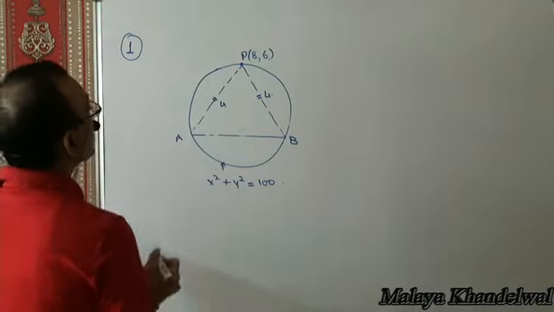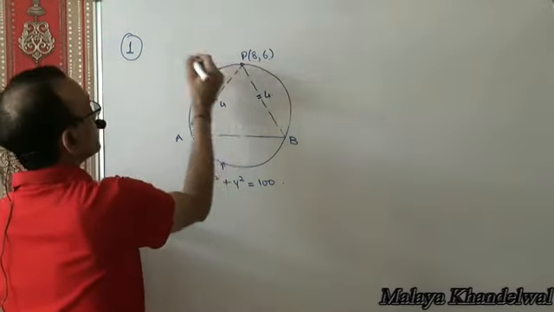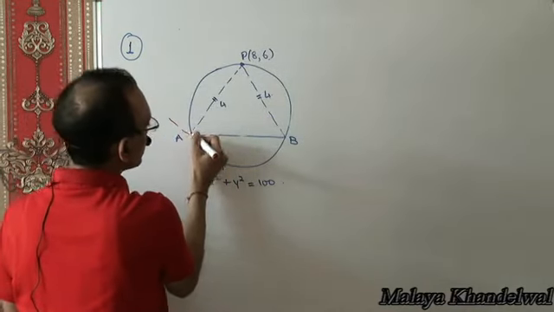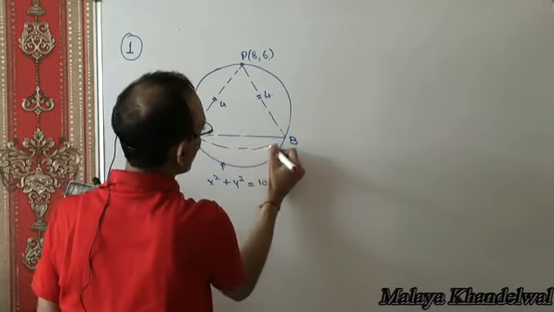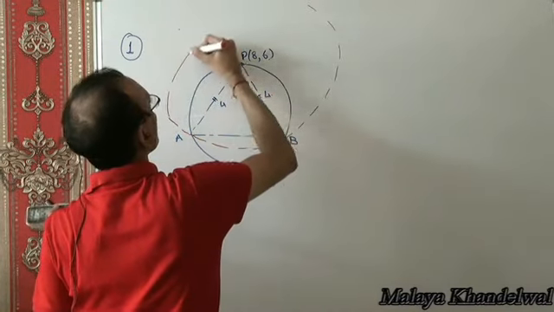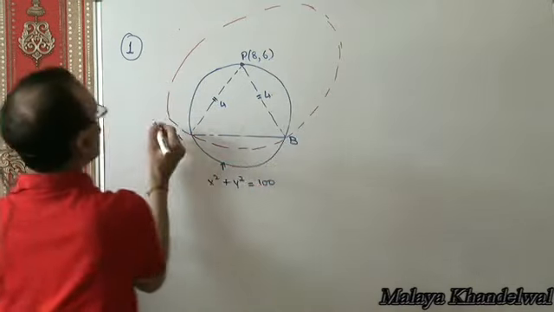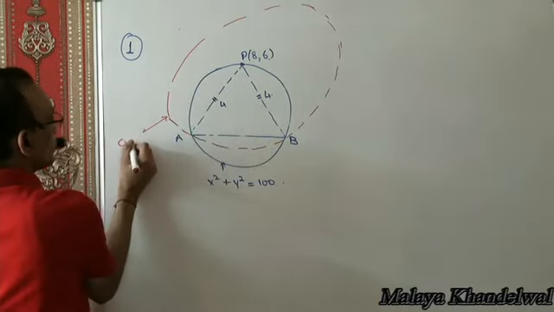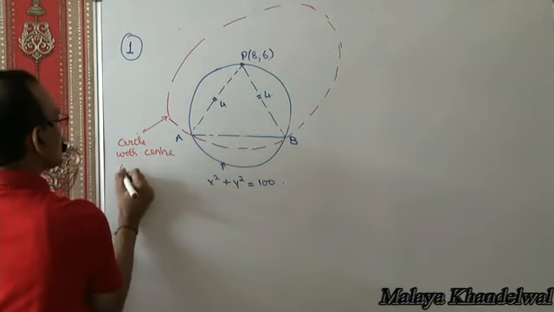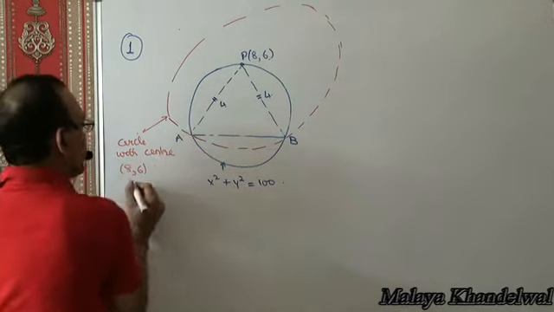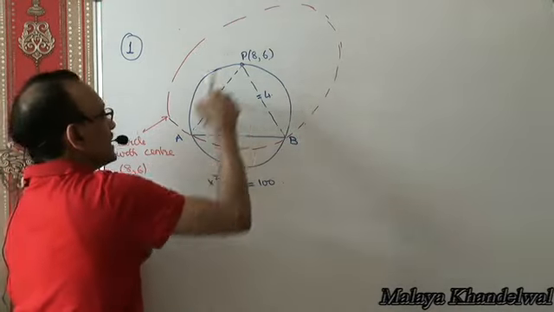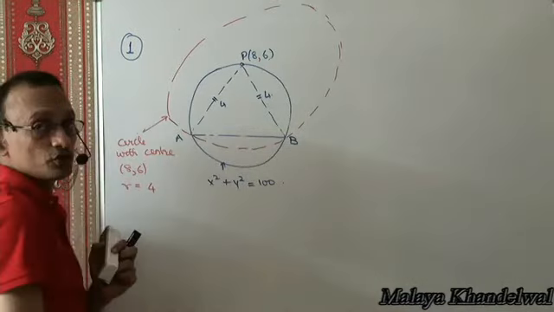What we could do is draw a circle with center at P. This is the circle with center (8, 6) and radius 4 units. This is a circle centered at P and passing through A and B. That means radius 4 units.